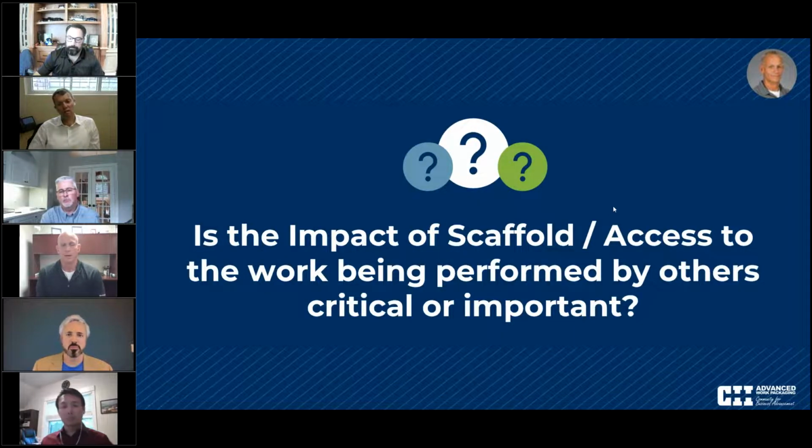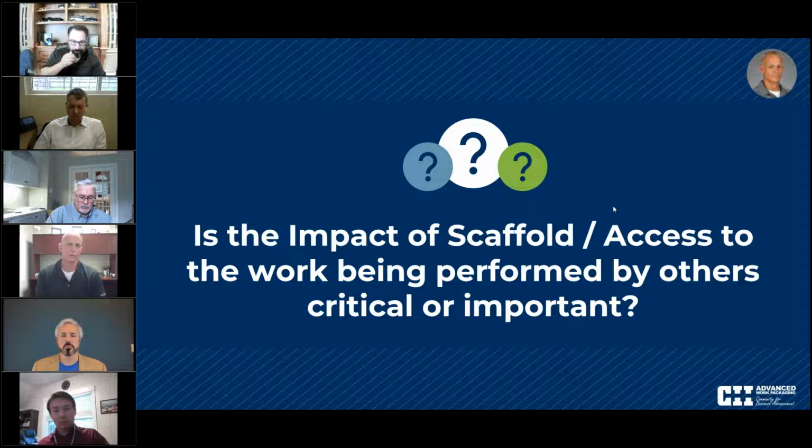So, I'm gonna give this one some color, but is the impact of scaffold and access to the work being performed by others critical or important? So that's the Slido question, if you'll go ahead and do that now.